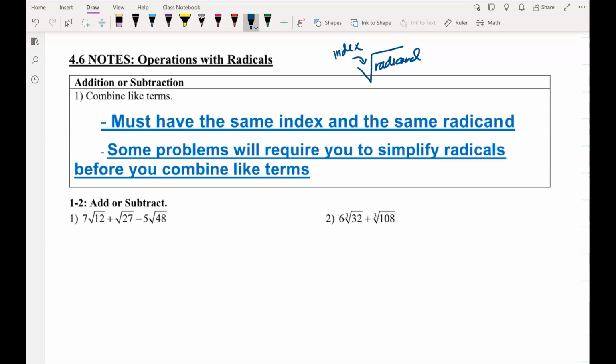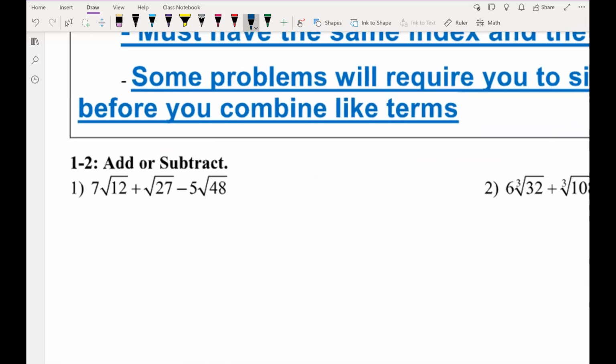Now, some problems will require you to simplify radicals before you combine like terms. Let's practice a couple here. Numbers 1 to 2, add or subtract. As you can see, number 1 says 7 square root of 12 plus square root of 27 minus 5 square root of 48. They all have the square root, so that is the same index, except they do not have the same radicand, so you do have to simplify. So let's simplify square root of 12. That's 4 times 3. Then square root of 27, that's really 9 times 3. Then square root of 48, as you can see.